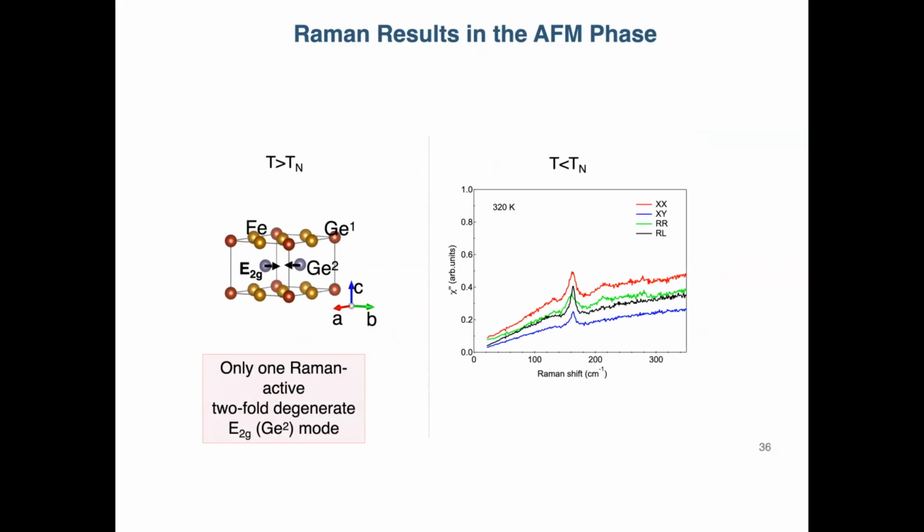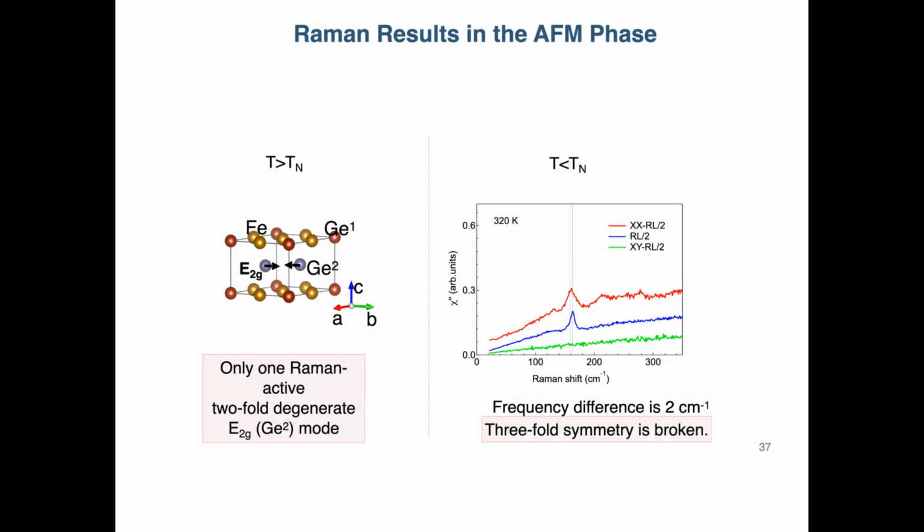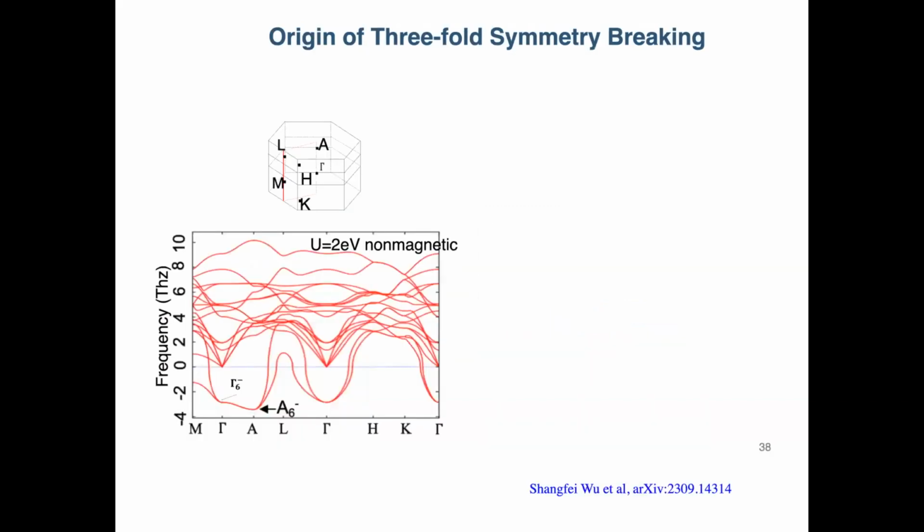We know that below TN, in that system, the C3 symmetry breaks. And we can see that from the fact that a mode that's supposed to be degenerate, the E2G mode in this system, actually splits. It's a very small splitting because the distortion is extremely small, but it was suggested from DFT that this imaginary frequency is lowest for the A6 minus mode, and the A6 minus mode is a doubly degenerate mode.